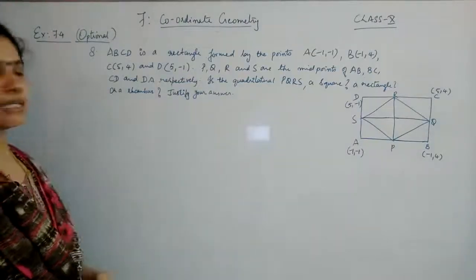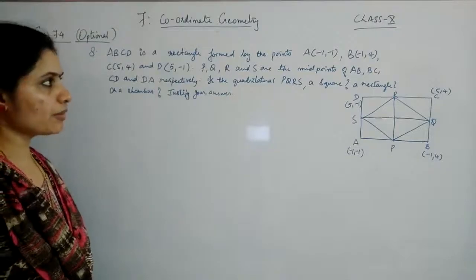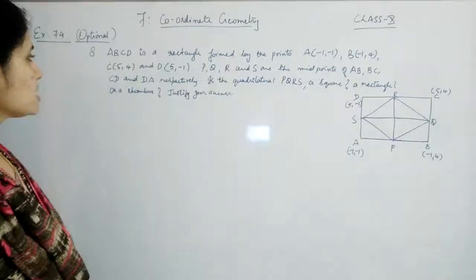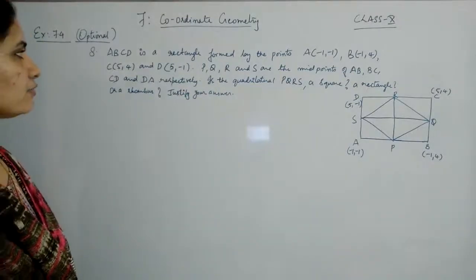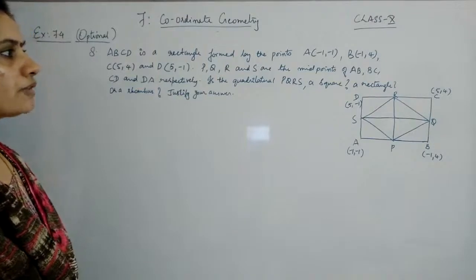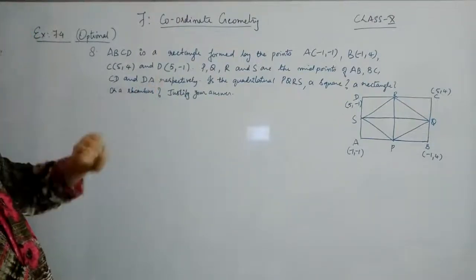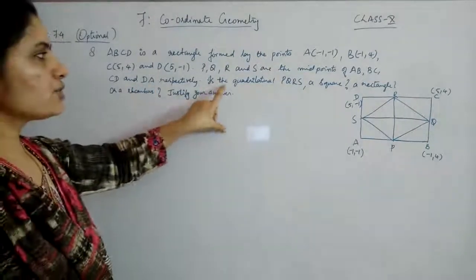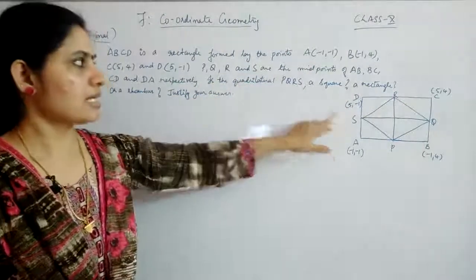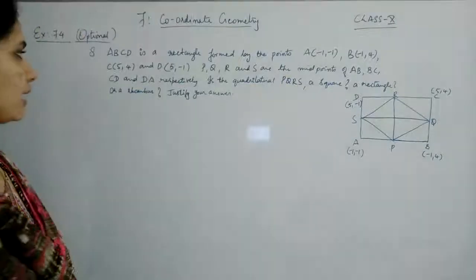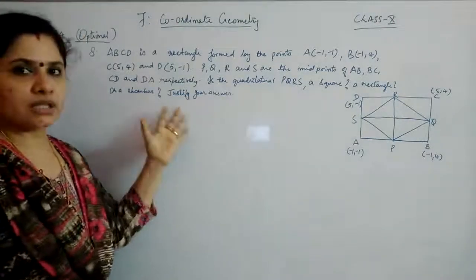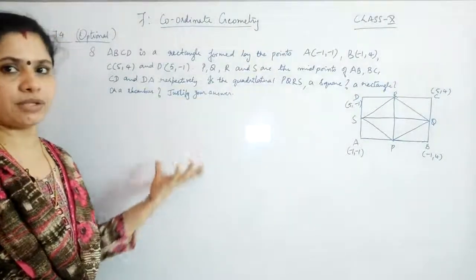Question number 8 is, ABCD is a rectangle formed by the points A(-1, -1), B(-1, 4), C(5, 4) and D(5, -1). P, Q, R, S are the midpoints of AB, BC, CD, DA respectively. You have to check whether the quadrilateral which you will get is a square, rectangle or a rhombus, and you have to justify the answer. That means the reason you give when you find it out will be the justification.